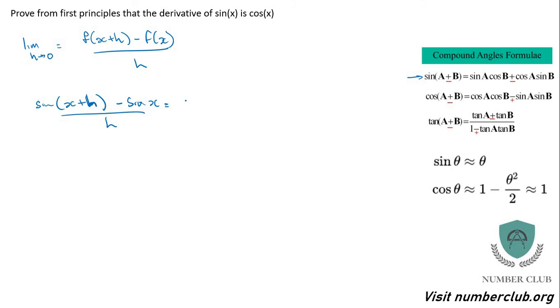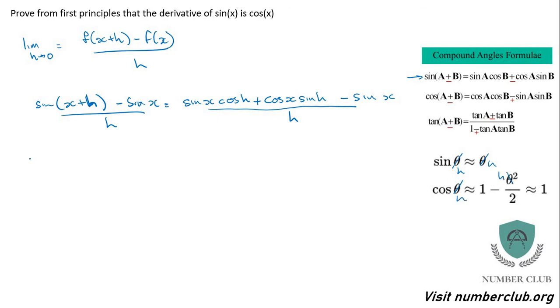Now sine of x plus h, we can use the compound angle formula to give us something different for that. So we'll have sine of x cos of h, plus cos of x sine of h, minus sine of x all over h. Okay, now h is tiny. h is so small that it approaches 0, which means that it's small enough for us to be able to use these small angle approximations, where instead of theta we have h.